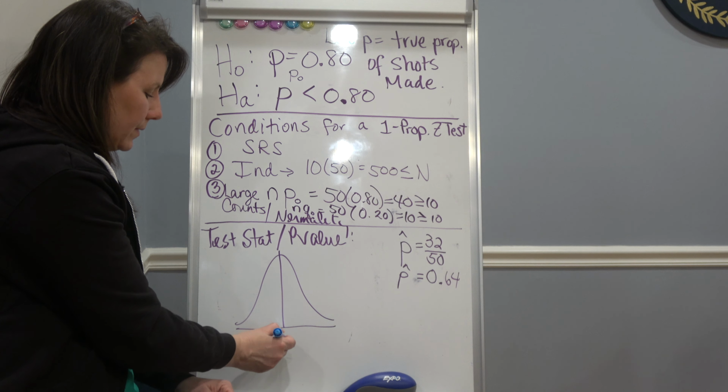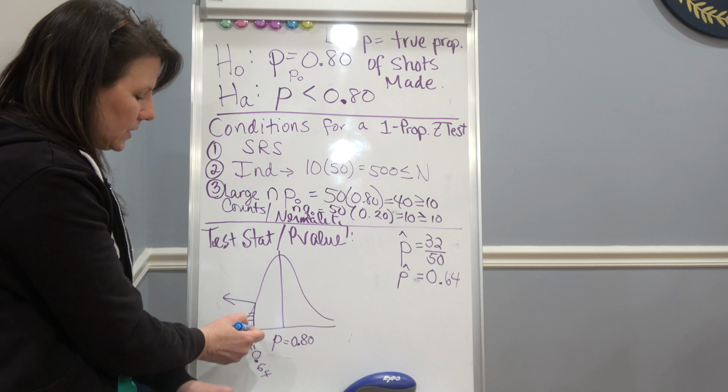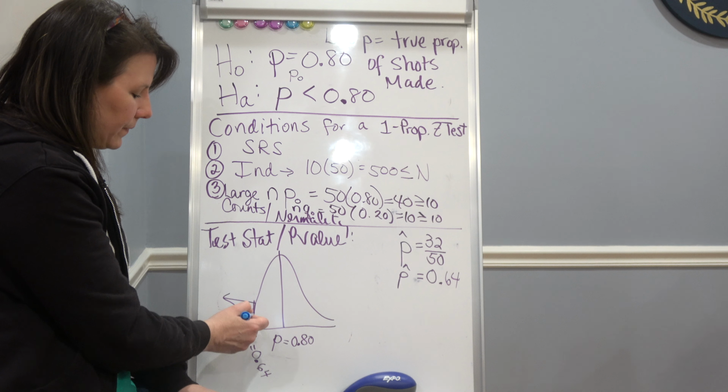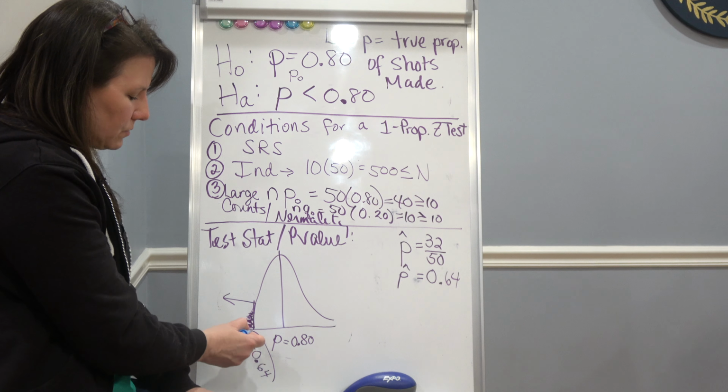The null hypothesis is always the center. We put the statistic there, and then we need to figure out what the probability is of that statistic occurring at either that level or a more extreme level. Okay, so this right here, the shaded region, is the p-value.